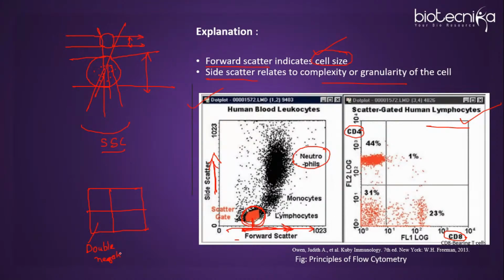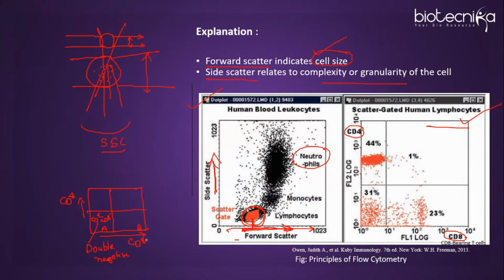Double negative means you first label it. Here we are measuring the fluorescence of CD8 bearing T cells, and here CD4 bearing T cells. So obviously this is double negative, that is, the fluorescence intensity will be very low. This is the quadrant for those cells which lack both CD4 and CD8. So always remember, A quadrant, double negative.